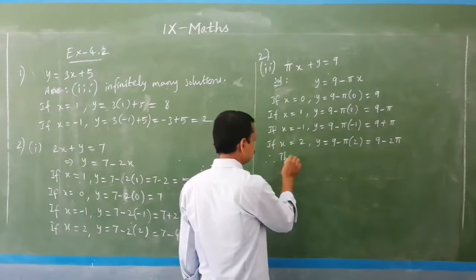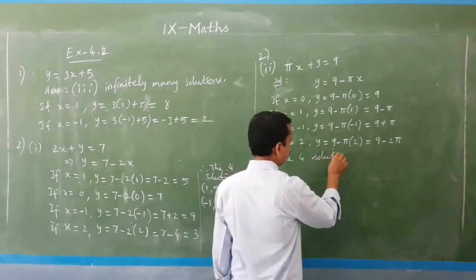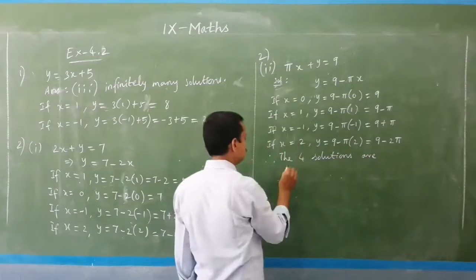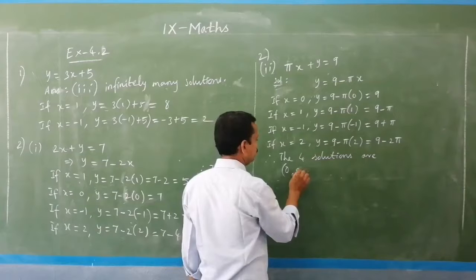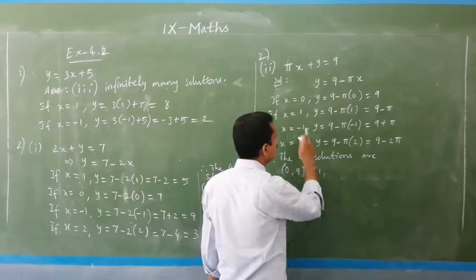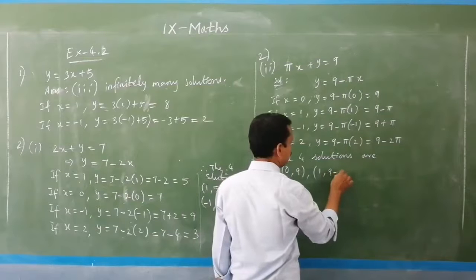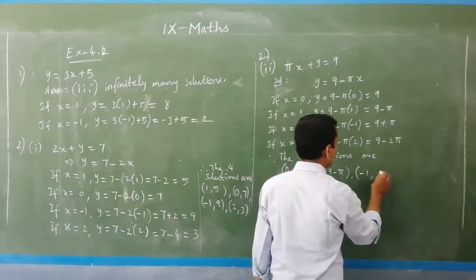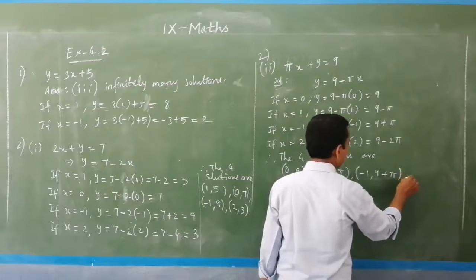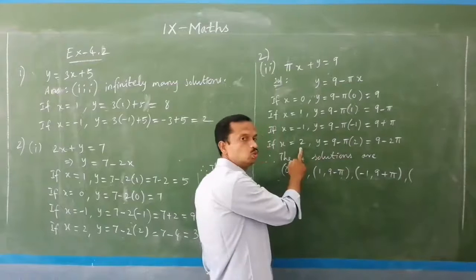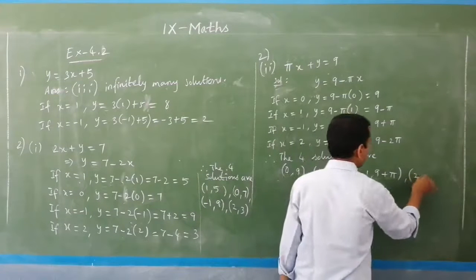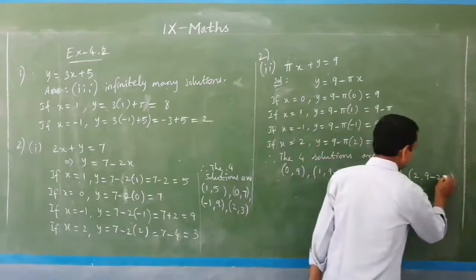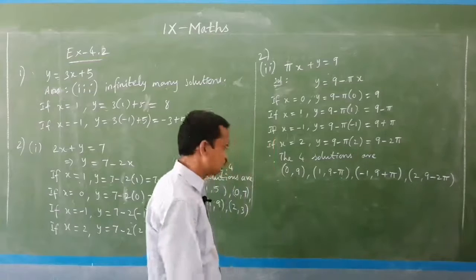Therefore, they are: x 0 and y is 9, and if x is 1, then y is 9 minus pi, and if x is minus 1, then y is 9 plus pi, and the last one, if x is 2, then y is 9 minus 2 pi. So, that is all. So, these are the solutions. They are asking only 4.